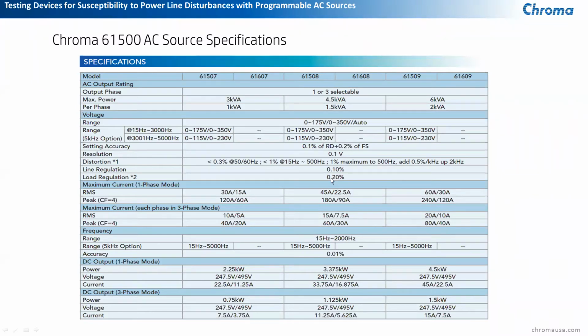This unit also gives you two different models. You'll notice there's two numbers up here, a 61507 and a 61607. The 61507 family has all of the high advanced features. The 61607 is more of a basic unit. It doesn't have the same features and functions as the 61500, but still has the same output voltage, power capability and frequencies. And it even operates as a DC output as well.